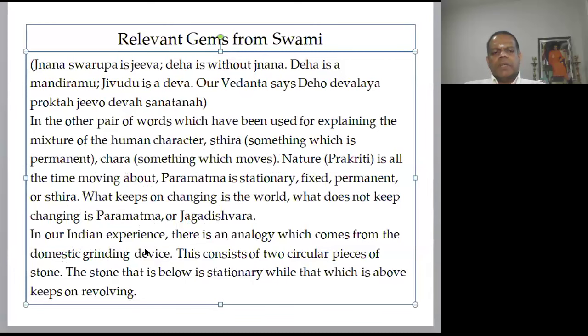In our Indian experience, there is an analogy which comes from the domestic grinding device. This consists of two circular pieces of stone. The stone that is below is stationary, while that which is above keeps on moving.